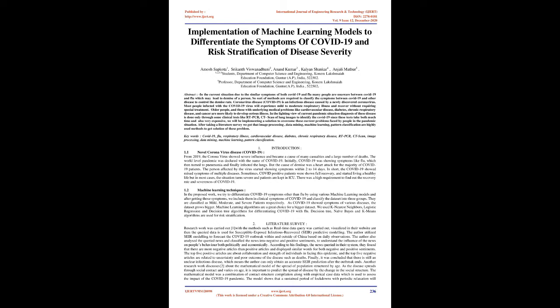As COVID-19 showed symptoms of various diseases, the dataset grows bigger. Machine learning algorithms are a great choice for a bigger dataset. We used k-nearest neighbors, logistic regression, and decision tree algorithms for differentiating COVID-19 from flu. Decision tree, naive Bayes, and k-means algorithms are used for risk stratification. 2. Literature survey. Research work was carried out.